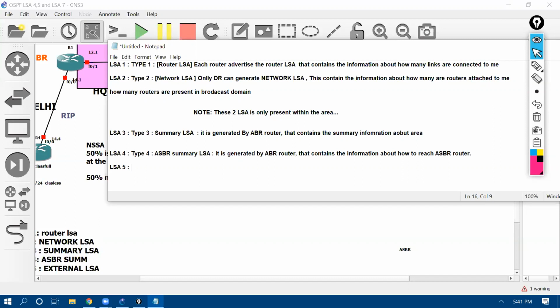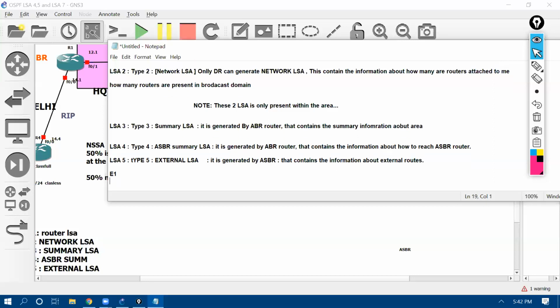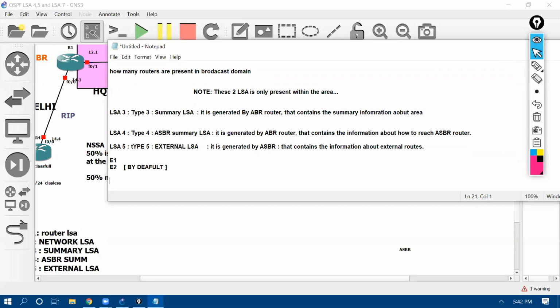LSA5, type 5, known as an external LSA. It is generated by the ASBR, right? And that contains the information about the external route. We have two types of external route, E1 and E2. By default, it will take E2. We can change it to E1 as well, right?